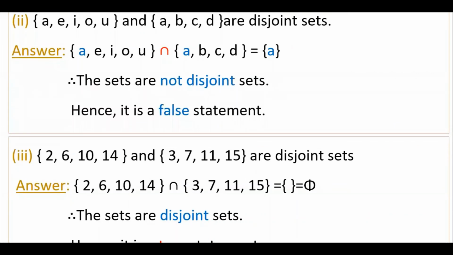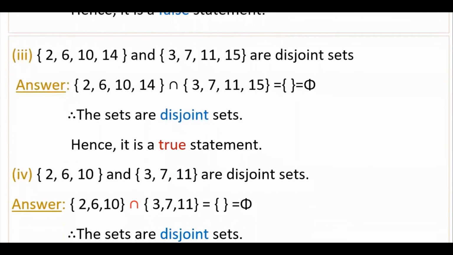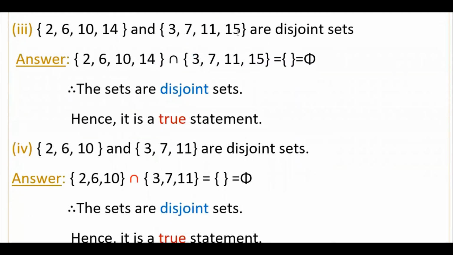Third one is {2, 6, 10, 14} and {3, 7, 11, 15}. Check here for any common elements. No, there are no common elements. So it is an empty set. So the sets are disjoint sets. Hence it is a true statement.